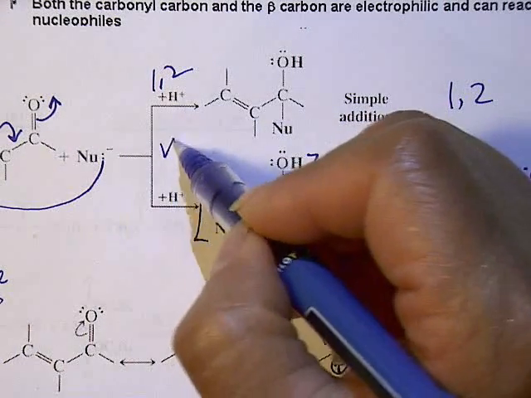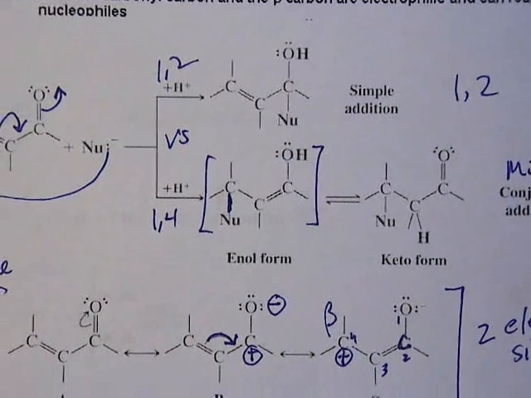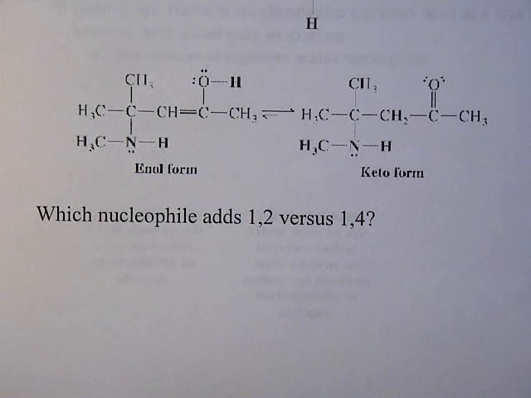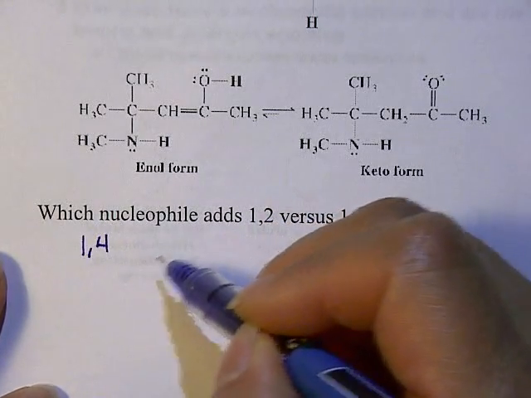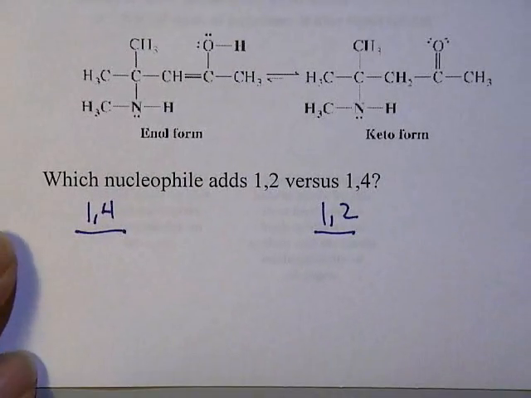All right, so what determines whether or not a nucleophile attacks 1,2 versus 1,4? That is determined by the nucleophile; basically the identity of the nucleophile determines whether or not it's going to be added in a 1,2 fashion versus 1,4 fashion. So the nature of the nucleophile is what's important. So we're going to list the nucleophiles that prefer to add 1,2 versus 1,4.